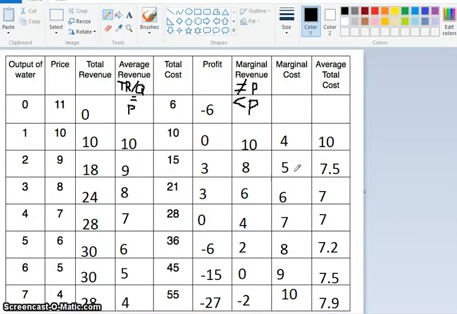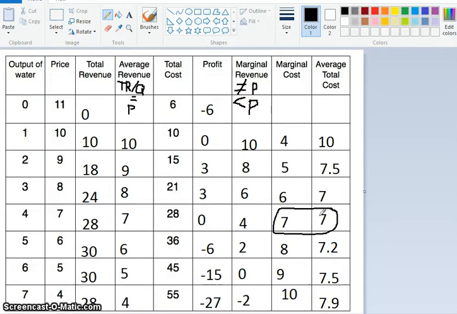Now, a couple of things to notice elsewhere. If you take a look, marginal cost and average total cost, where do they always meet? They always meet at the lowest point of ATC, and that continues to be true here. So that's a good rule to remember and to certainly not forget.